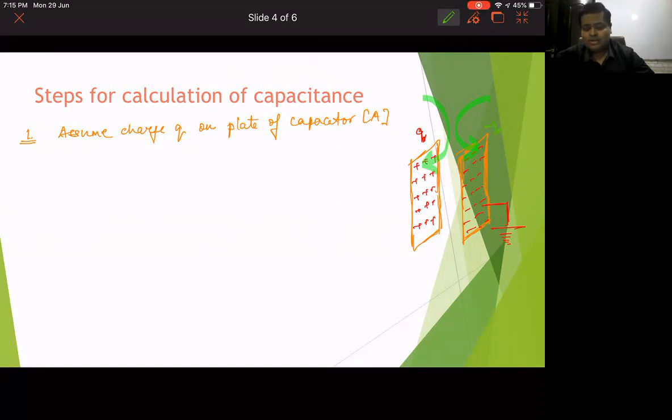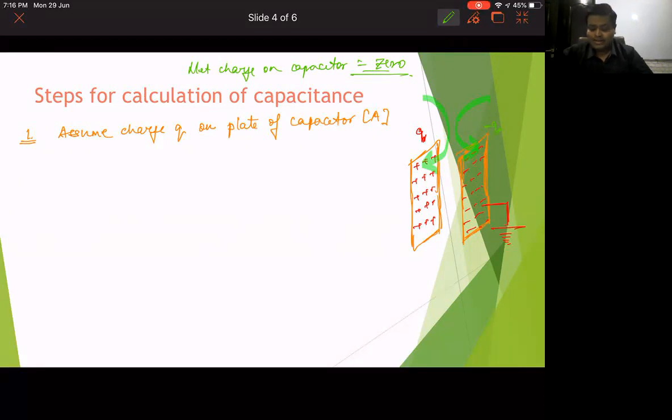So if I get a question that what is the net charge on the capacitor? What is the net charge on the capacitor? So the net charge on the capacitor is supposed to be equal to 0. That's 0: plus of Q and minus of Q. So by default, when we talk about the charge on the capacitor, we read it as the charge on the positive plate of the capacitor.